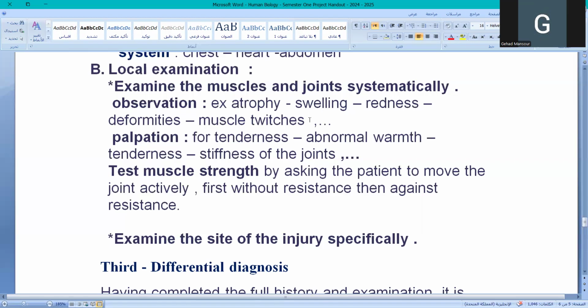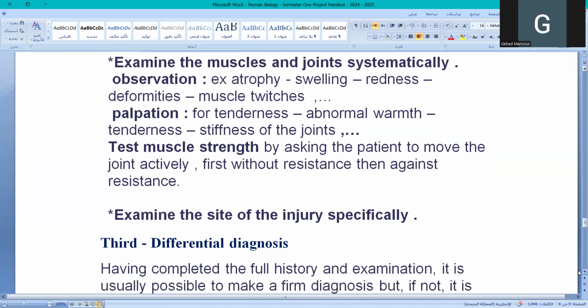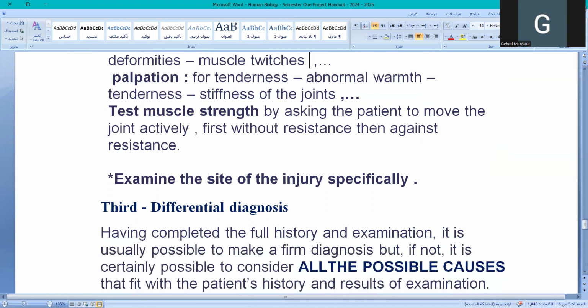By palpation, you can also feel that there is abnormal warmth under your hands, which might indicate that this area is inflamed. Or during palpation, as I said before, by flexing and extending the joint, you might feel stiffness of the joint. And then you test muscle strength.